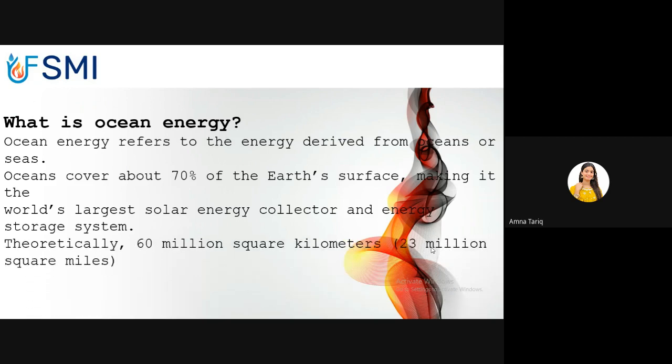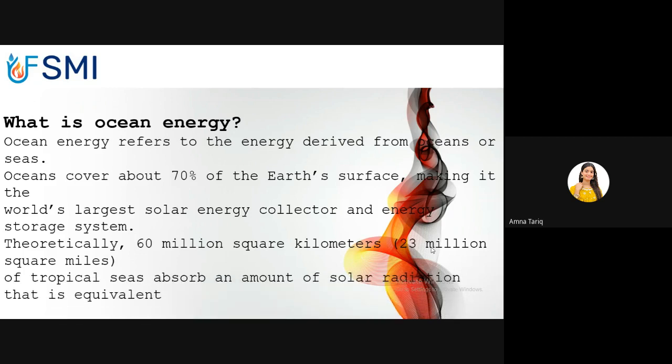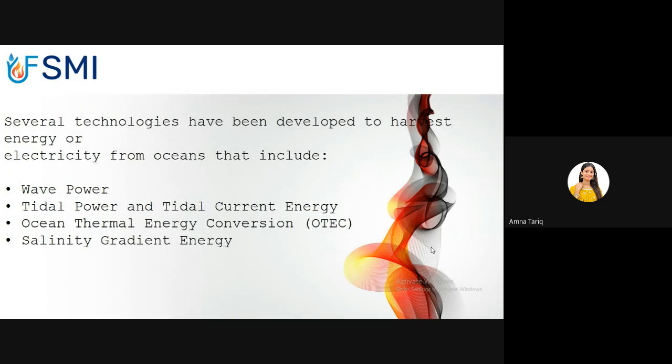60 million square kilometers, 23 million square miles of the tropical seas absorbs an amount of solar radiation that is equivalent to 25 billion barrels of oil per day. Several technologies have been developed to harvest energy: wave power, tidal power and tidal current energy, ocean thermal energy conversion, salinity gradient energy. These are all types of ocean energy. With the help of these, we get ocean energy.